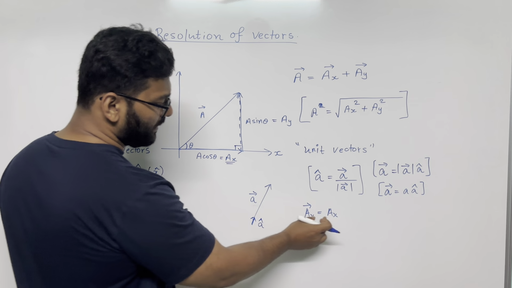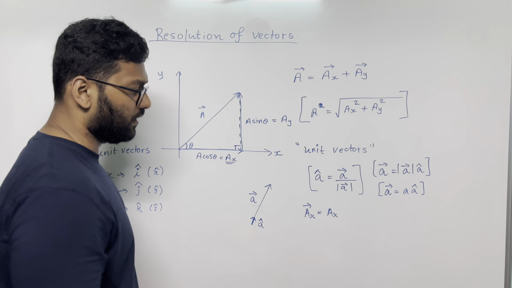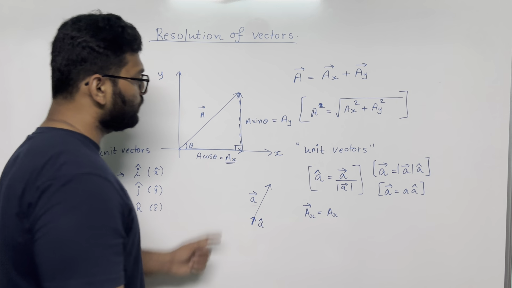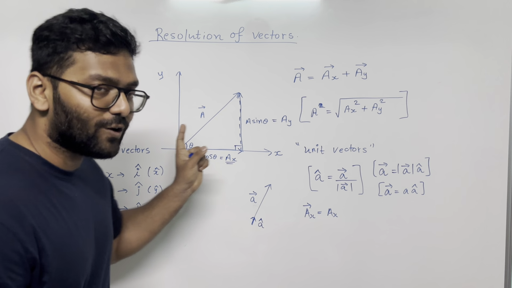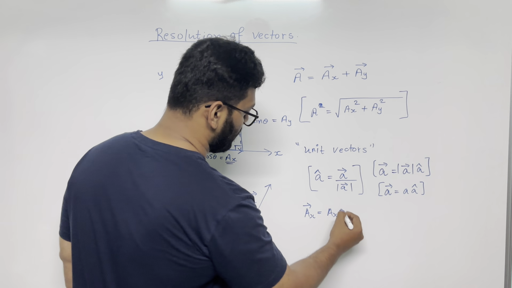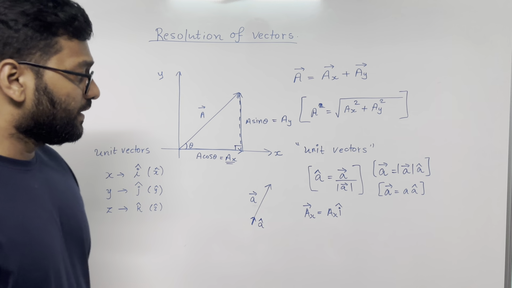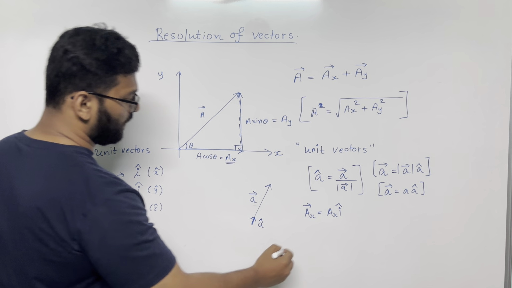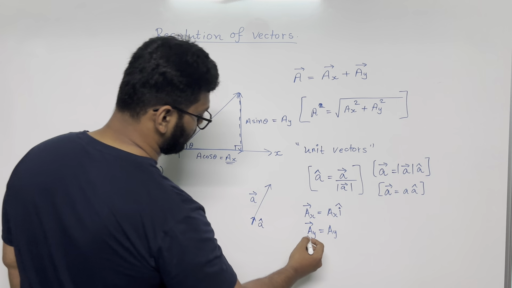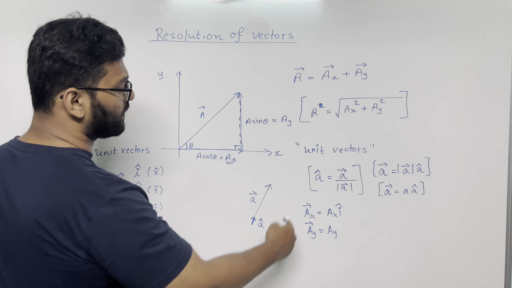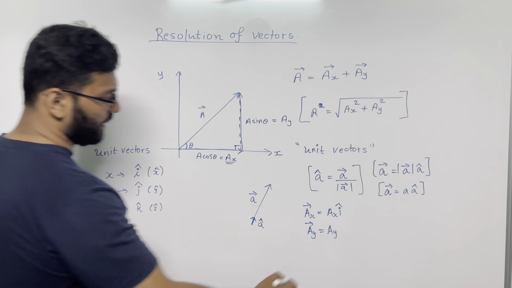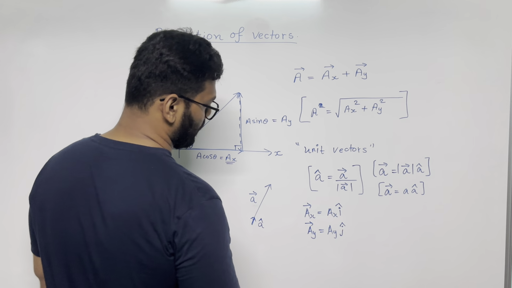So ax bar can be written as ax, the magnitude of this vector, times the unit vector along ax. But the unit vector along ax is nothing but the unit vector along the x direction, which is the i cap vector. So I can as well write this as ax i cap. Similar logic I can use for ay bar. If I have a vector ay bar, I can write the magnitude of that vector, ay, multiplied by the unit vector in the same direction. But the unit vector in the same direction is nothing but the j cap vector. So I can write it as ay j cap.